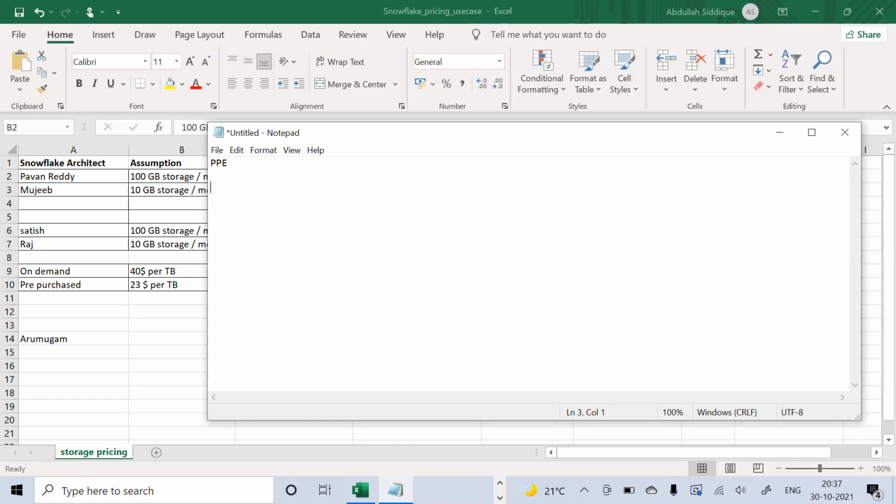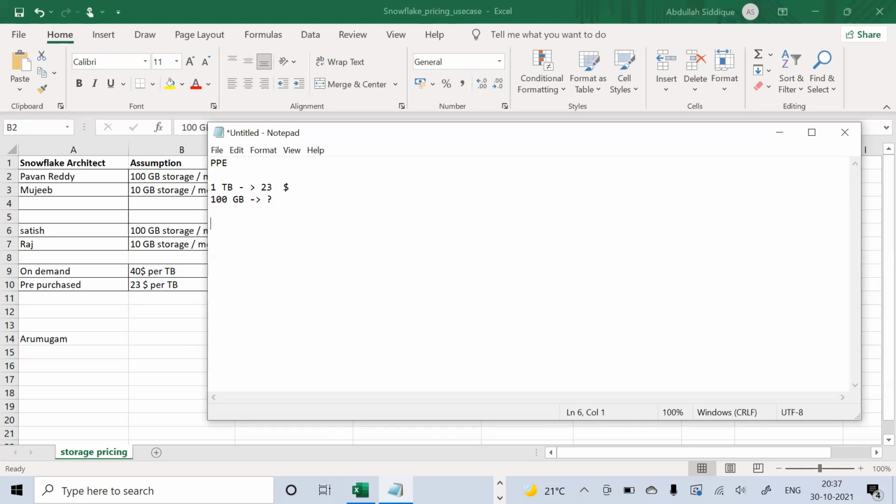So if we go with pre-purchase, which is basically for 1 TB, it is $23. You're paying upfront, okay? This is $23 for 1 TB. It's not for 100 GB. So if you want to pay upfront, you have to calculate based on this formula. If you have assumed it will be 100 GB, this formula will be applied to you. Up to 1 TB, it is $23, and you have to pay upfront.